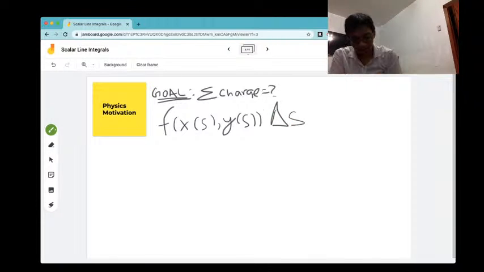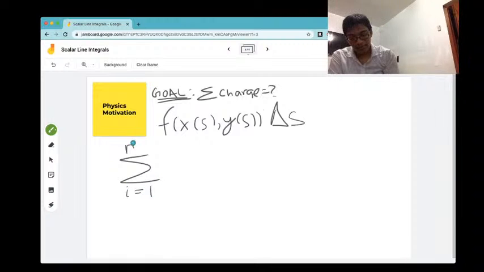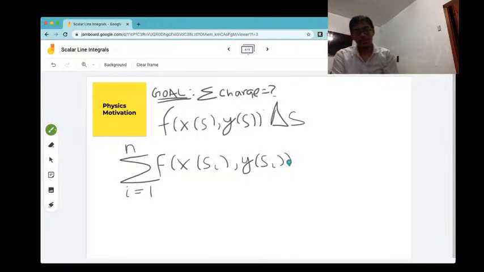But what am I going to do? I'm going to use sigma. So sigma, i equals 1 to n pieces, right? And just put that in, right? So s sub i, so the ith piece, evaluate the charge density at the ith piece by putting the point into the function f, multiplied by change of s, right? And what do I mean by change of s?